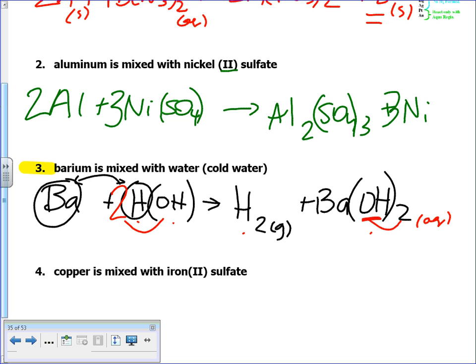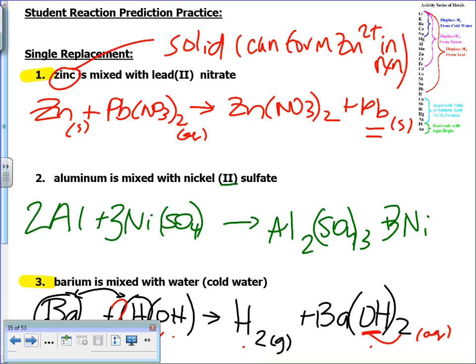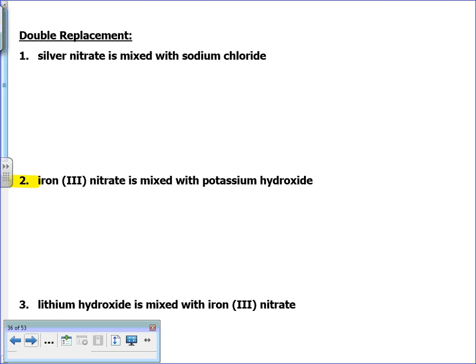Okay, let's go over maybe 1 double, because I don't think you can mess up on double because you're just switching them. You switch both of them, so you don't even have to figure out does it happen. So double replacement, I want to go over 1. Iron 3 nitrate mixed with potassium hydroxide. Go.